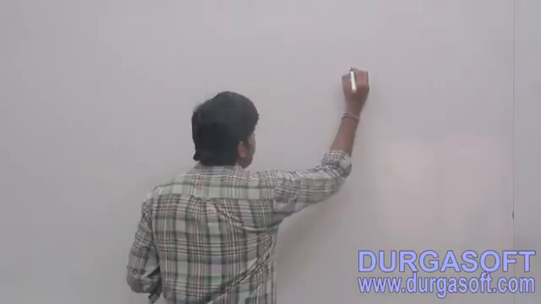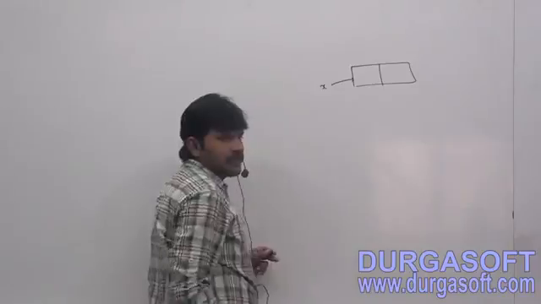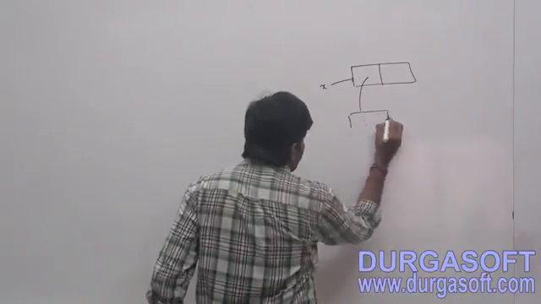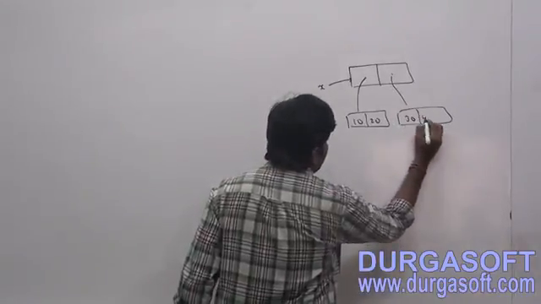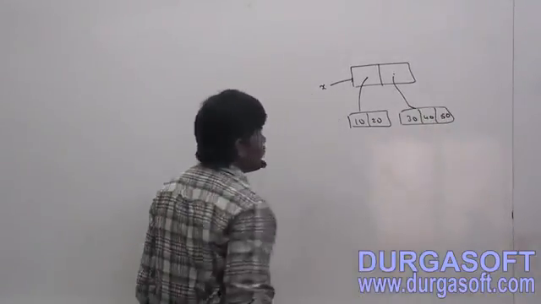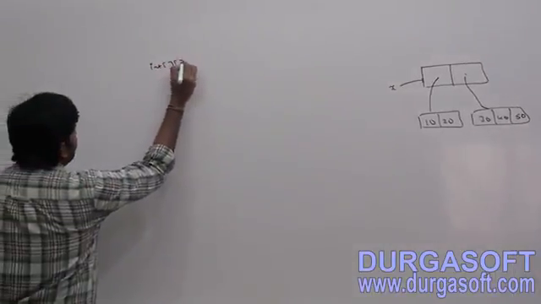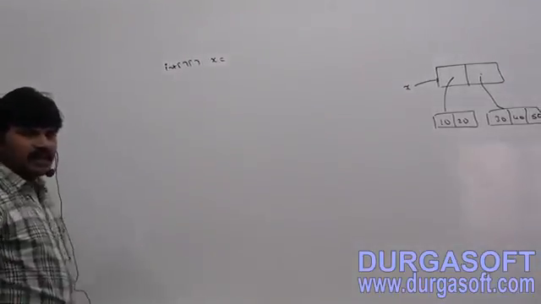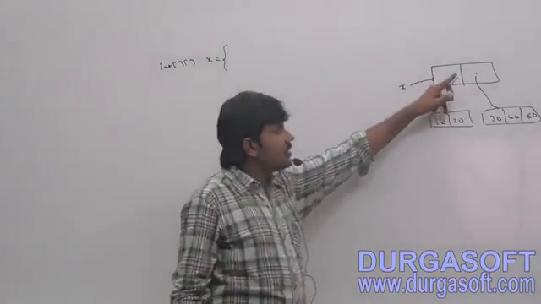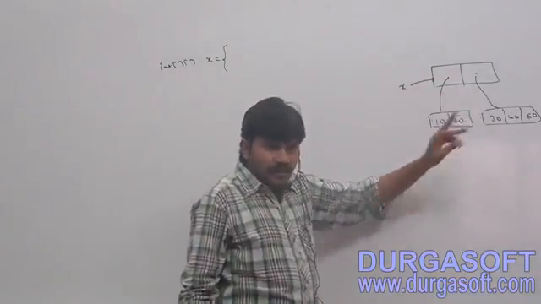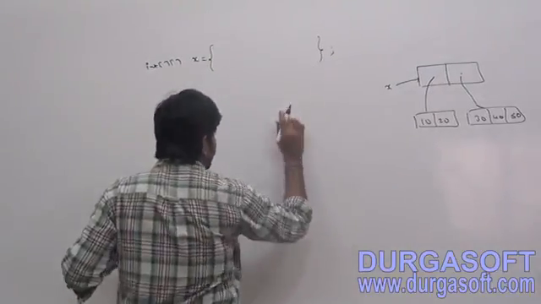Suppose assume I have one array like this. Now here the first element is 10, 20, the second element is 30, 40, 50. Are you getting? 10, 20, 30, 40, 50 is there. Now int array x is equal to this. So here, have you observed, is it a 2-dimensional array or not? Array of arrays.